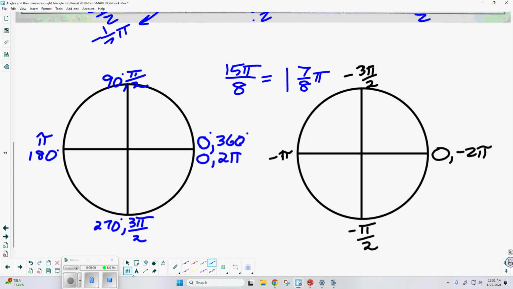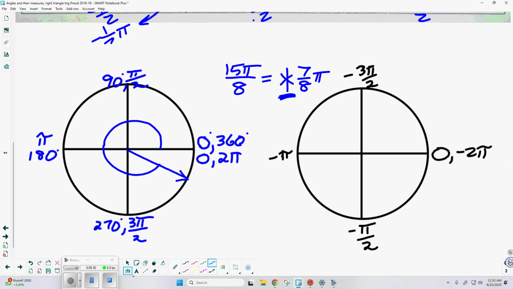So just like before, I'm going to take care of the whole number. I'm starting in standard position. There's 1 pi. Okay, so that's done. Now, I've got to rotate 7/8 pi more. What's bigger, 7/8 or 1/2? 7/8. So bigger than 1/2, this is going to push me into the 4th quadrant. So that should be 15 pi over 8.